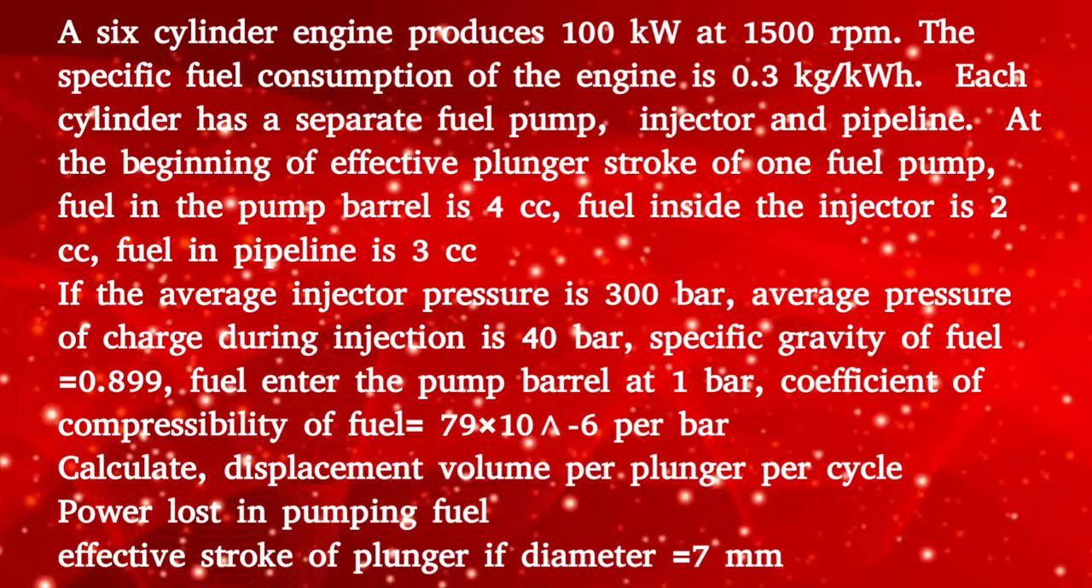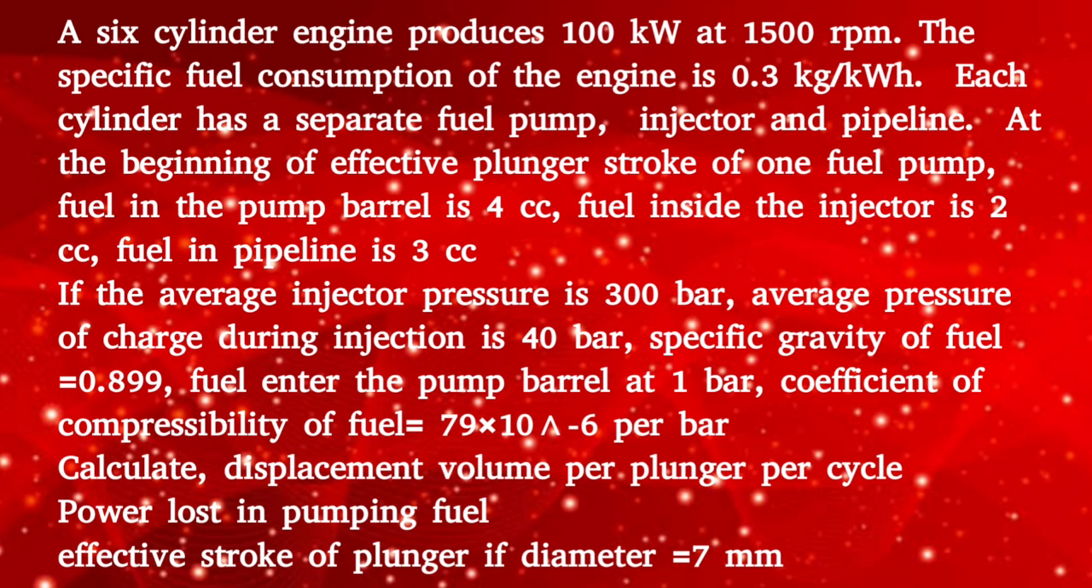Given question, a 6-cylinder engine produces 100 kW at 1500 rpm. The specific fuel consumption of the engine is 0.3 kg per kilowatt hour. Each cylinder has a separate fuel pump injector pipeline. At the beginning of the effective plunger stroke of one fuel pump, the fuel in the pump barrel is 4 cc, fuel inside the injector is 2 cc, fuel in the pipeline is 3 cc.